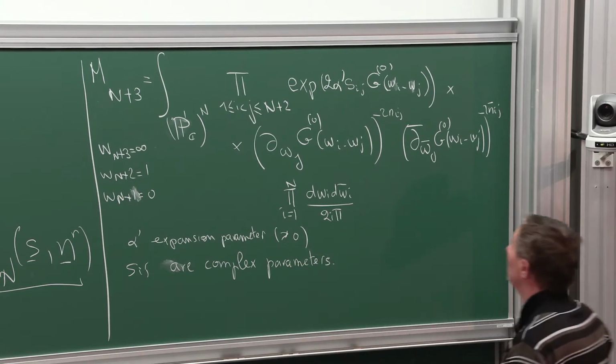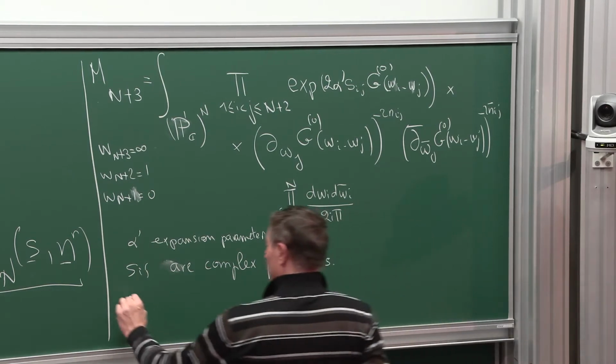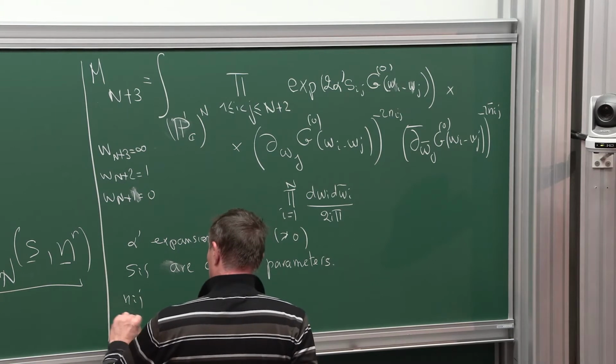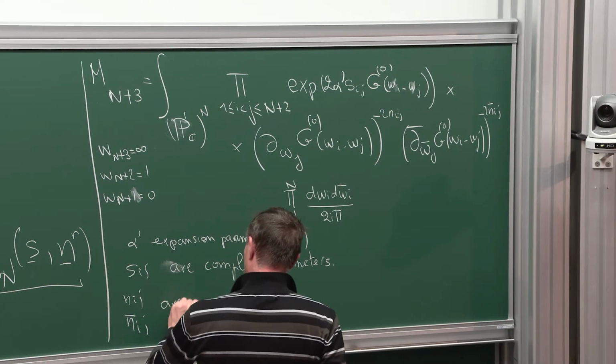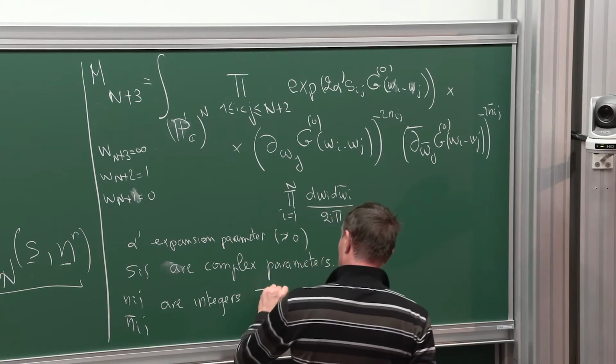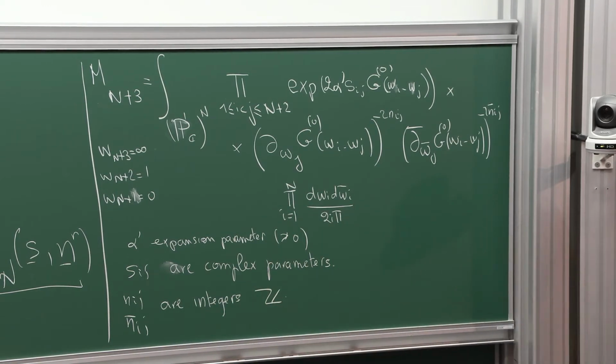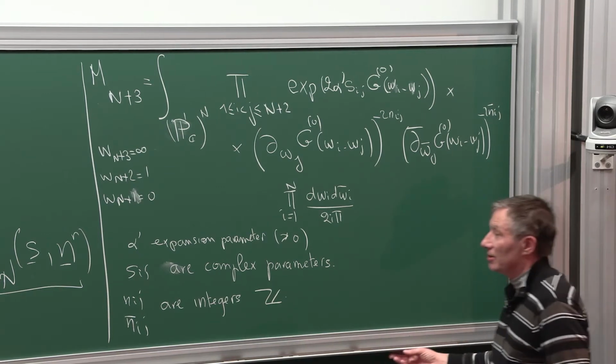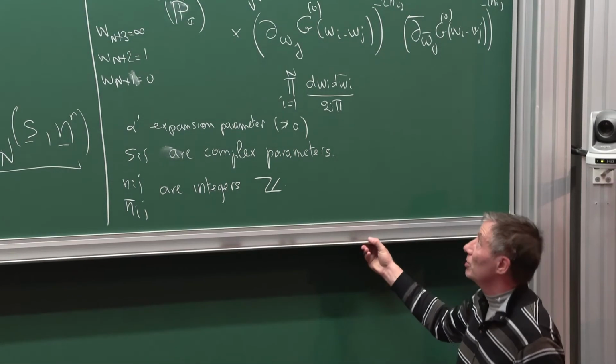Okay. n_ij and n bar_ij are integers. They don't have to be positive. They can be positive or negative integers. Okay, but I still haven't given you the most important information. What is g?